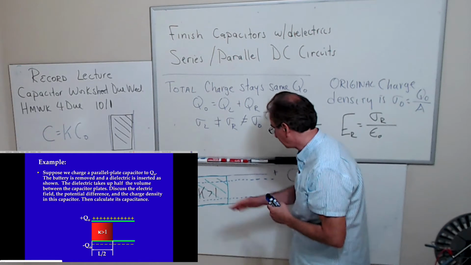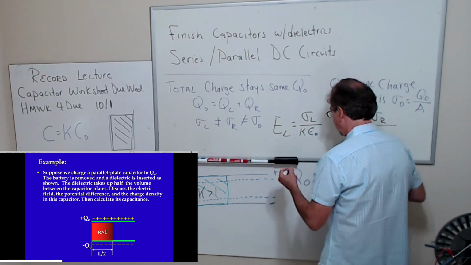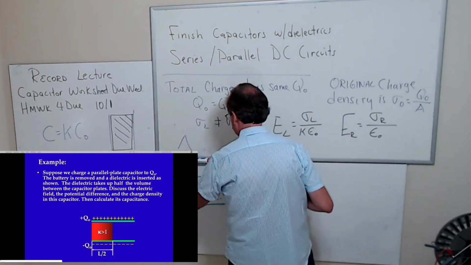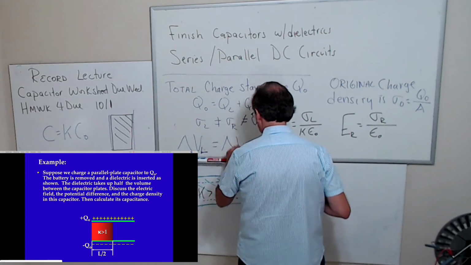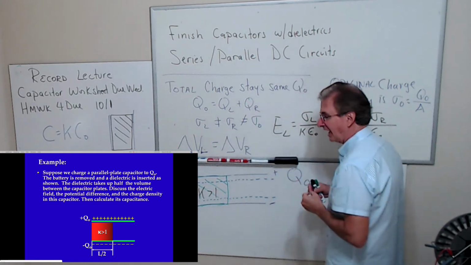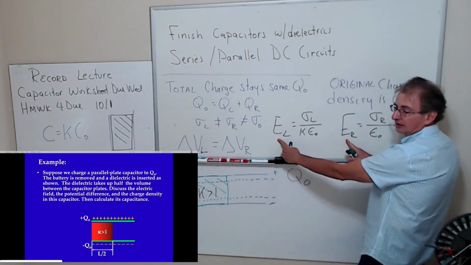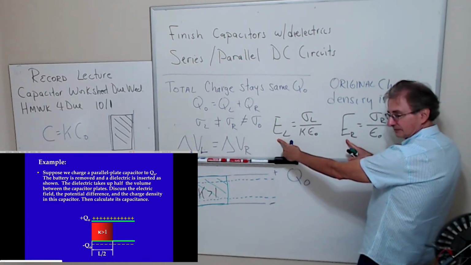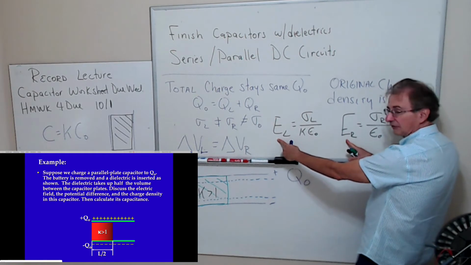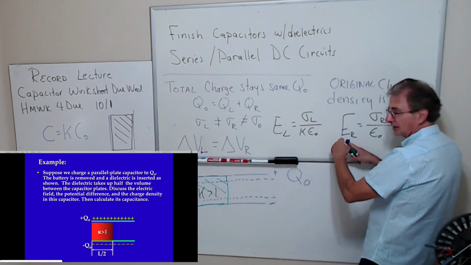So that means that the delta V on the left and the delta V on the right have to be the same. Well, if that's the case, and the plate separation here and here are the same, how do these two compare? E left equals E right. If the delta V's are the same, the E on the left and the E on the right have to be the same.